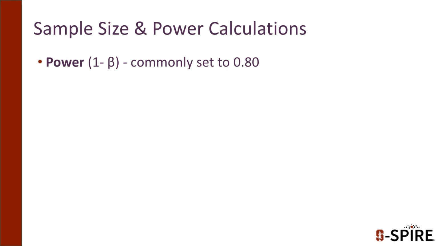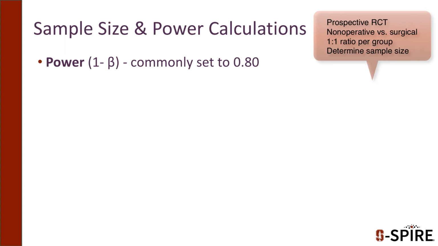Continuing with our appendicitis example, let's say we are now designing a prospective randomized study of non-operative management versus surgical treatment, and we want to assign patients in a 1-to-1 ratio per group to surgical versus non-operative management. In order to calculate the study sample size that will achieve adequate power, we need the following components.